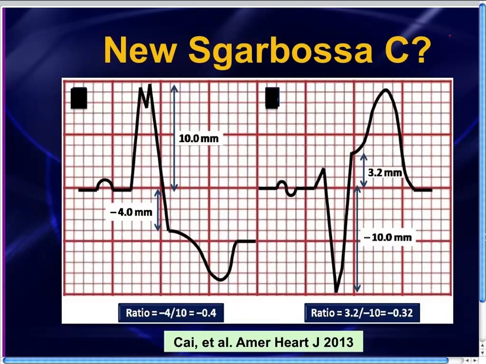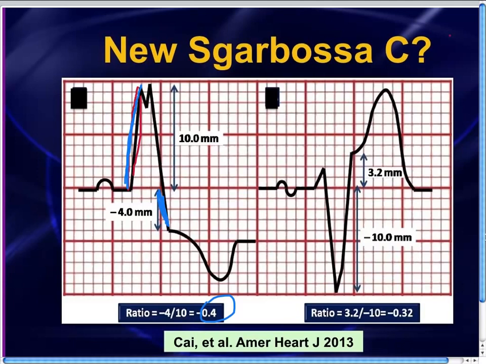So here's the QRS complex. It's about 10 millimeters high. Let me actually change the color here. The QRS complex is about 10 millimeters high. The ST deviation is 4 millimeters. 4 over 10 is 40%. So this patient is having an MI.